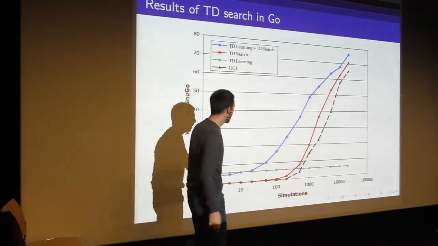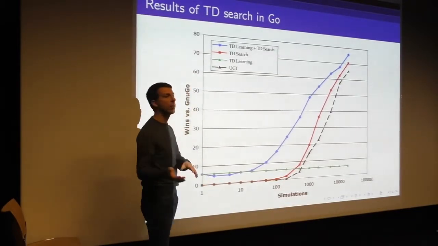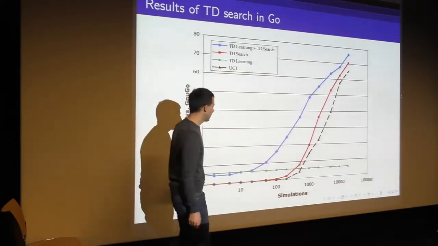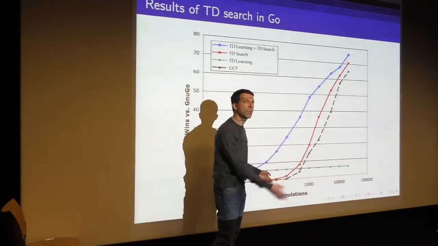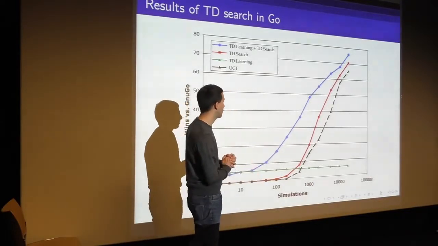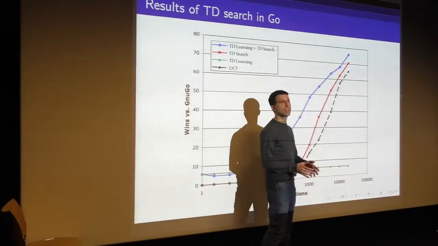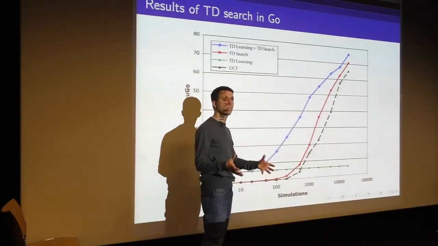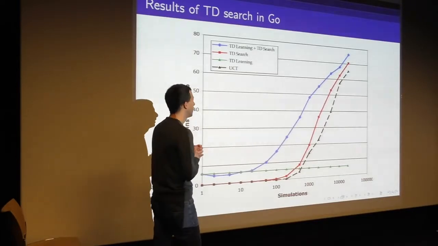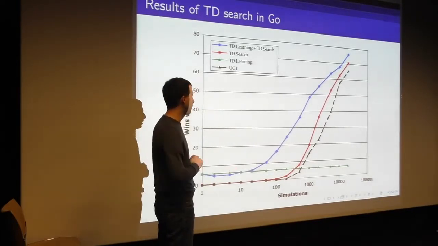So this y-axis now is the winning rate against a standard benchmark program called NuGo. This x-axis is how much thinking time we do, like the number of simulations that we run before picking an actual move. This dashed black line is Monte Carlo tree search, the effective method we looked at before. And now what we see is what happens if we use temporal difference learning instead of Monte Carlo learning.